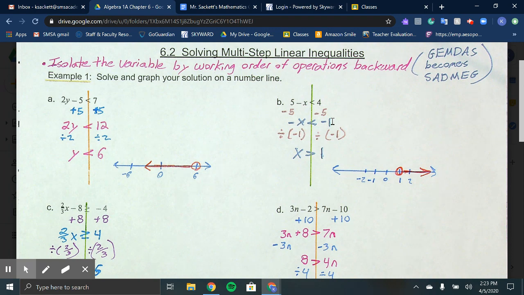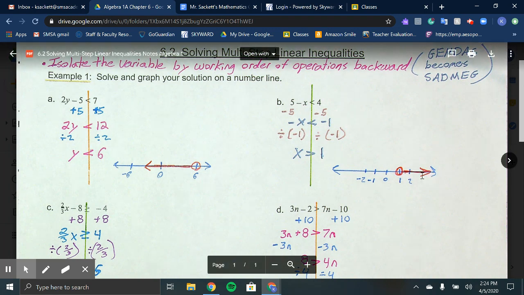So what we need to do to get x alone is divide both sides by a negative 1. This causes the inequality symbol to flip because we're multiplying or dividing by a negative. So x is greater than 1. That means we have an open circle at 1 and the arrow going to the right for greater than.